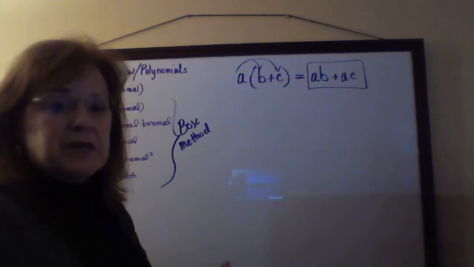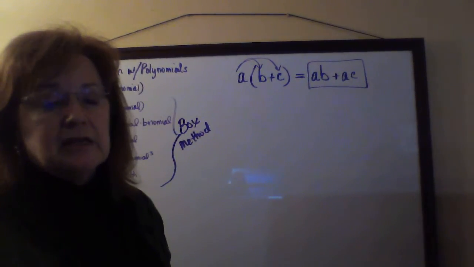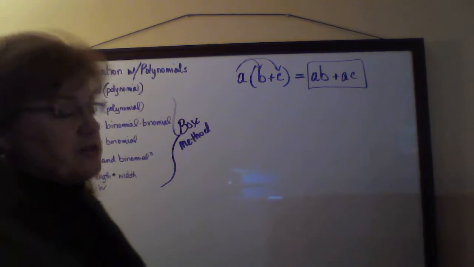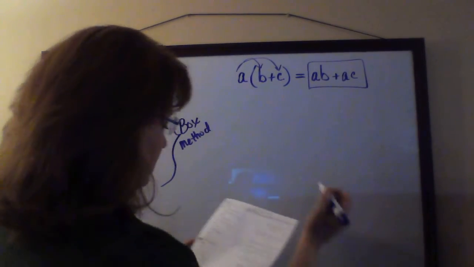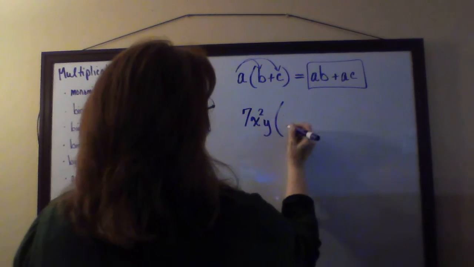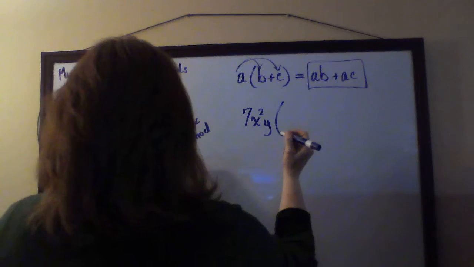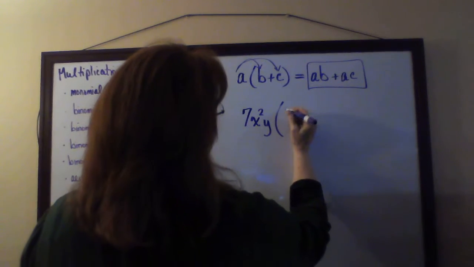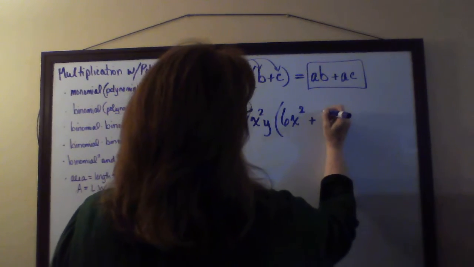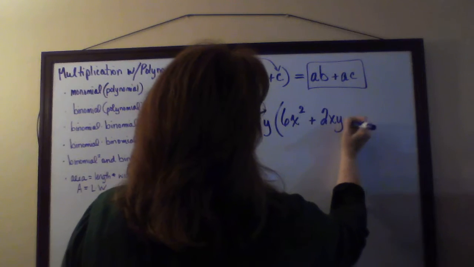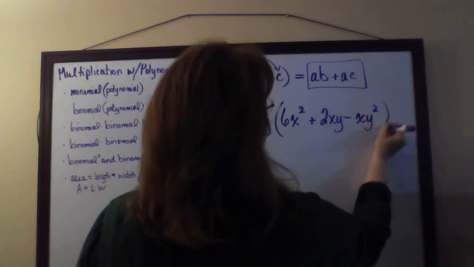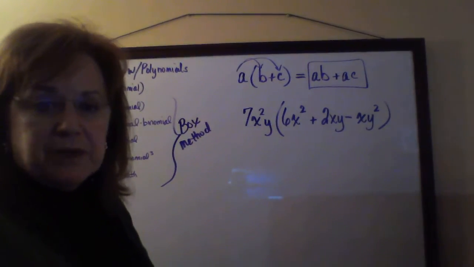Okay, so they're going to be combinations of numbers and letters, variable terms with both, and you have to watch your rules of exponents for the product rule. So for example, if we have something like 7x squared y, and we're going to distribute this through the parentheses for, let's say, 6x squared plus 2xy minus xy squared. Okay, it's pretty ugly, but this will keep you on your toes a little bit.